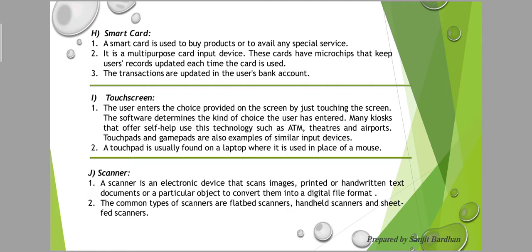The next is scanner. A scanner is an electronic device that scans images, printed and handwritten text, documents or a particular object to convert them into digital file format. The common types of scanner are flatbed scanner, handheld scanner and sheet-fed scanner. Okay, these are the types of scanner. We can easily scan any document by using a scanner.